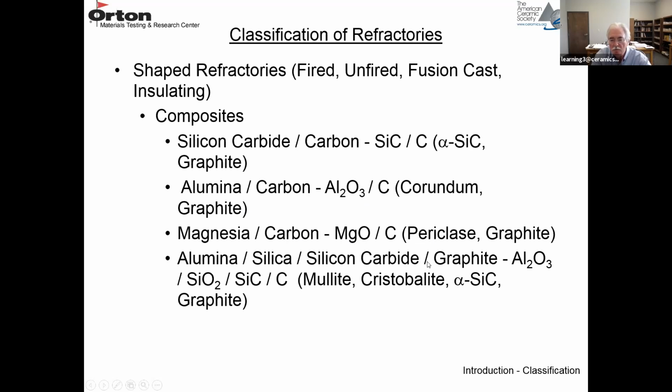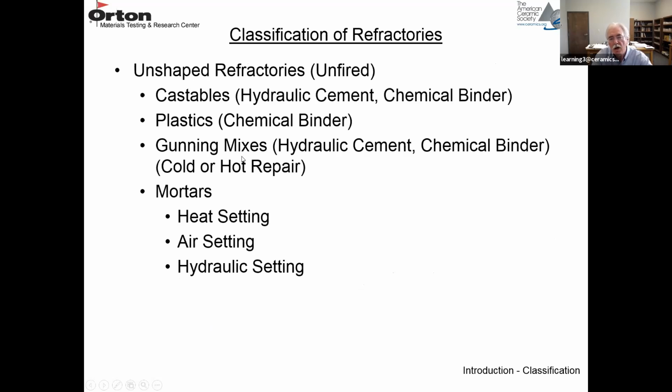And this is a more complex one, maybe for a tube, maybe in a tundish. Alumina, silica, silicon carbide, and graphite. So you'll have Al2O3, SiO2 will probably be there as the amorphous form of silica, fused silica, silicon carbide, and your carbon bonding phase. So mullite, cristobalite, alpha silicon carbide, and graphite. Those are all shaped refractories.